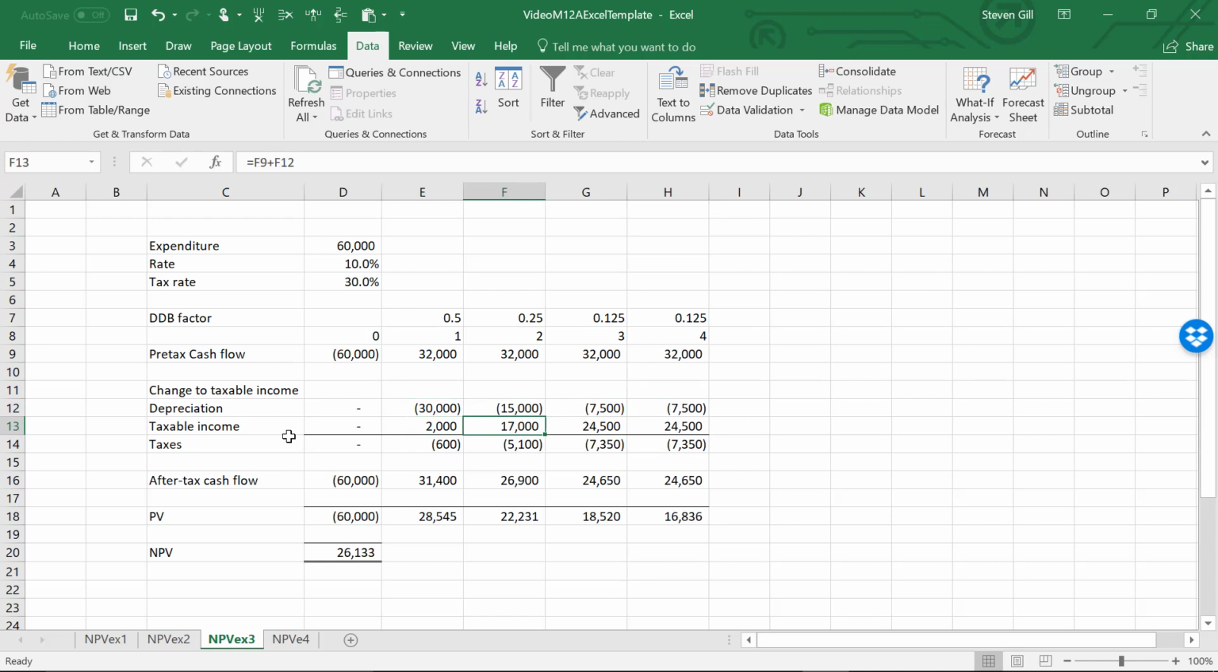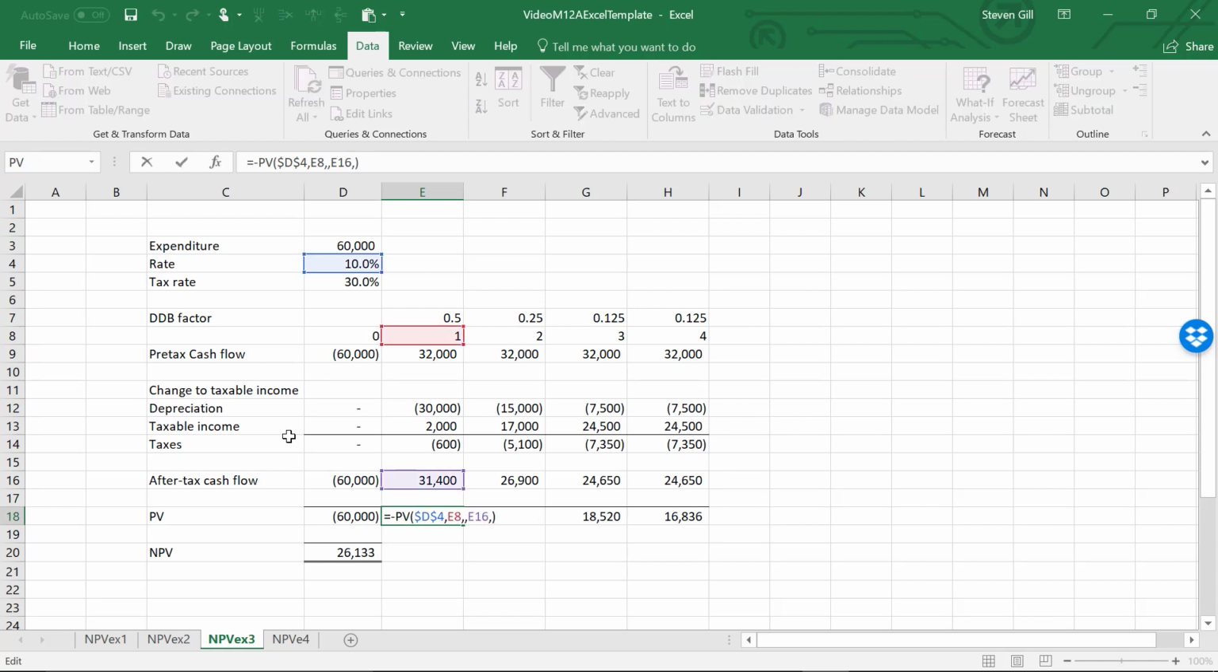So my taxable income is lower in the early years of the life of the asset, which means my taxes are lower in the early years of the life of the asset. And that's advantageous, as we know, because that means I've accelerated deductions. Okay, so the after-tax calculations are simply the pre-tax minus the tax. Then it's simply a matter of calculating the present value like we've done so many times before, right?